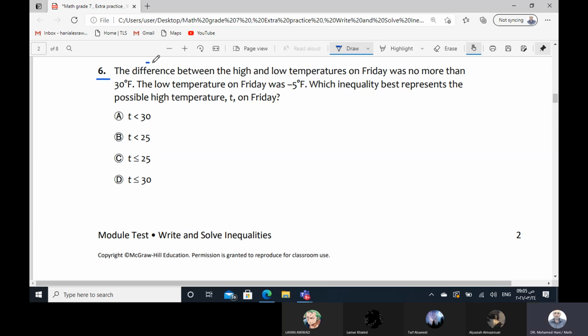The difference means minus between the high and low temperatures on Friday was no more. No more means less than or equal. No more than 30 Fahrenheit. Then the low temperature on Friday was -5. So we can write 30 -5, and here the temperature represent the variable T. So T less than or equal 30 minus 5 will be 25. So the answer will be C.